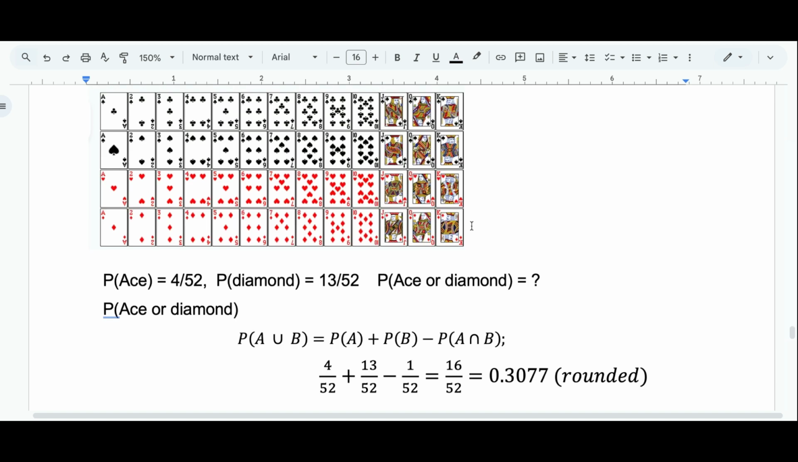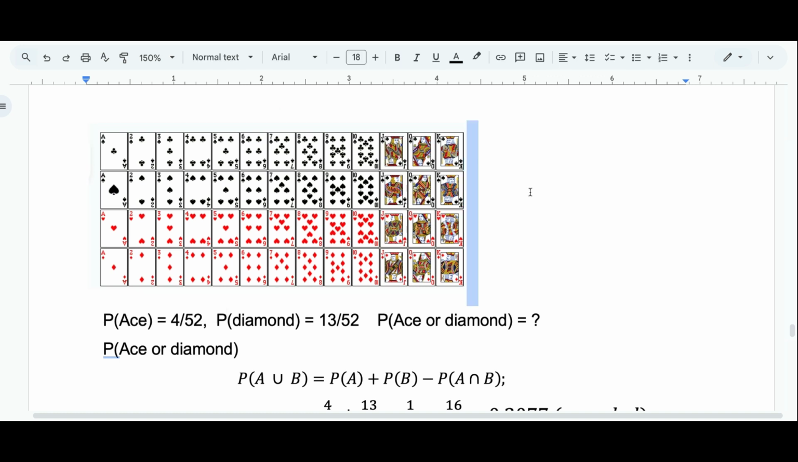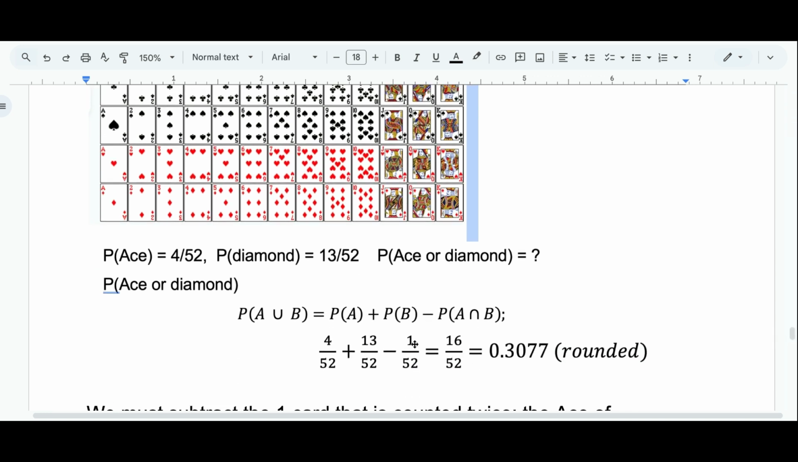All right, let's just recap that here with the visualization from the last lesson. So we have 4 aces here in this leftmost column. So that's the 4 out of 52. We have 13 diamonds in the last row. But this ace of diamonds in the very left corner, that was used up twice. So that card was used twice, and so that's why it was double counted. There's only 1 copy of that card, so that's why we had to subtract the 1 out of 52.